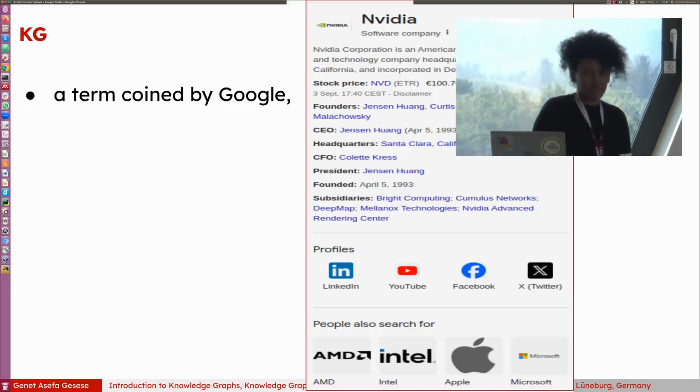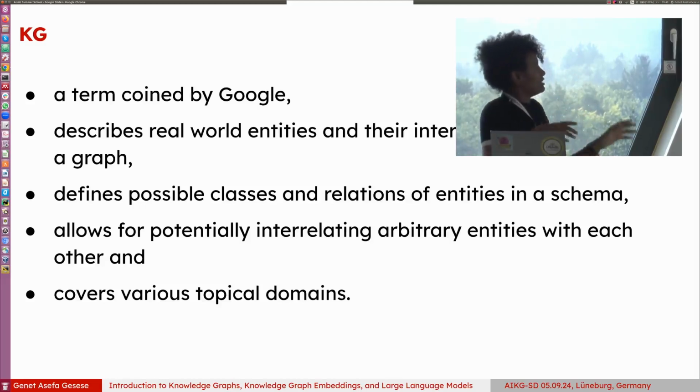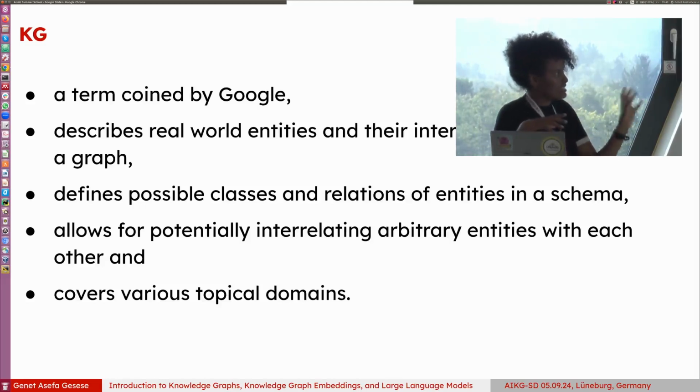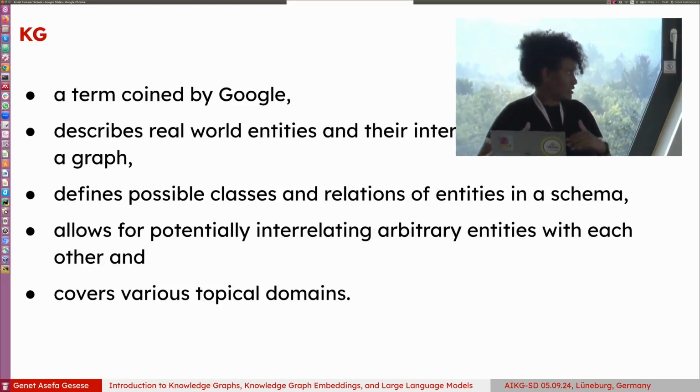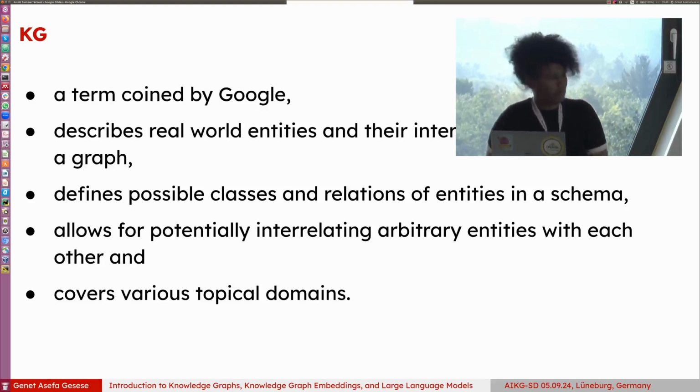And it also defines possible classes. Classes, we will talk about a bit more later, are groups of entities or individuals that have things in common. And then the relations between these entities are represented in a schema. It allows arbitrary interrelationships between these entities to be represented. And you can use knowledge graphs nowadays for, I can say, any domain, right? Pick the domain and then you can create a knowledge graph for it. So it's interesting that it's that widely applicable.